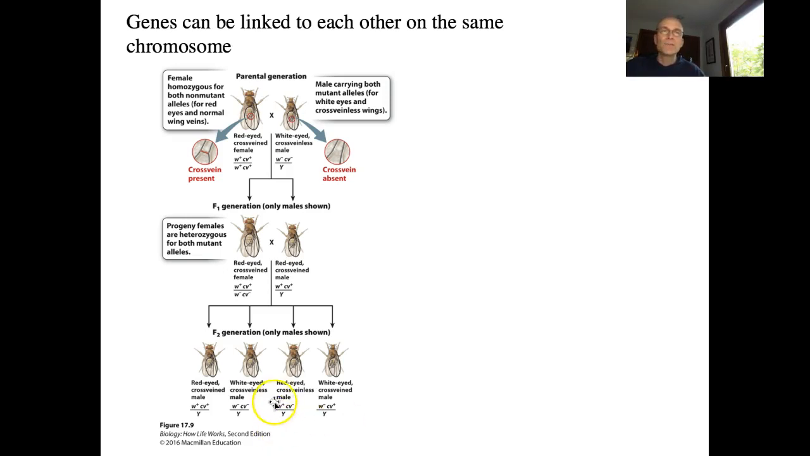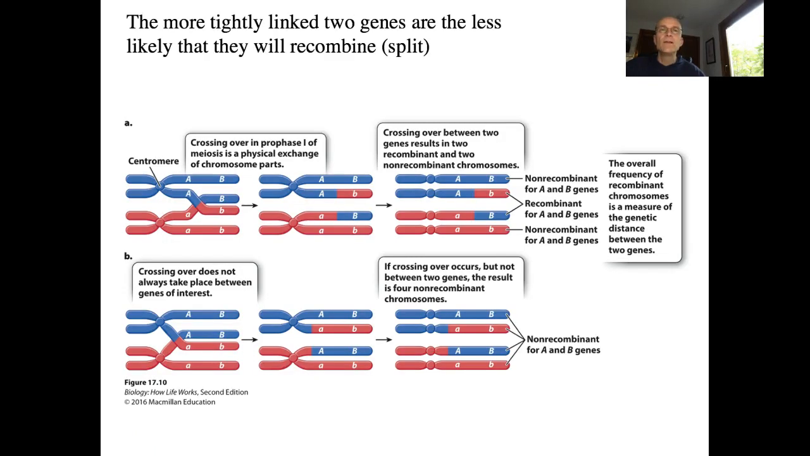He didn't have this problem where traits were on the same chromosome. So let's look at the chromosomal level and see exactly what I mean. Just like in the fly example on the previous slide, if you have genes that are more tightly linked to each other, then they will be less likely to recombine or to split apart.